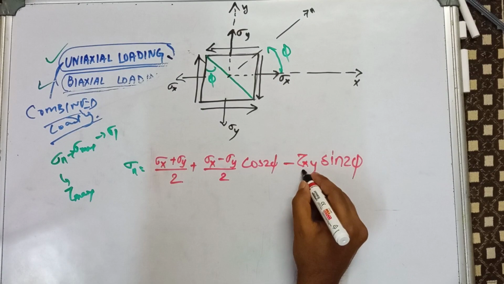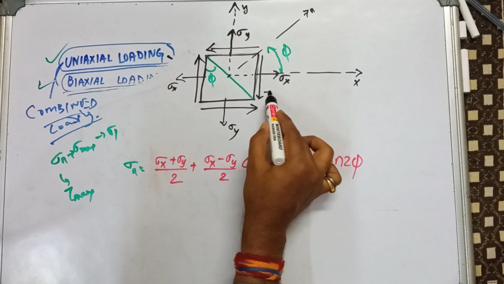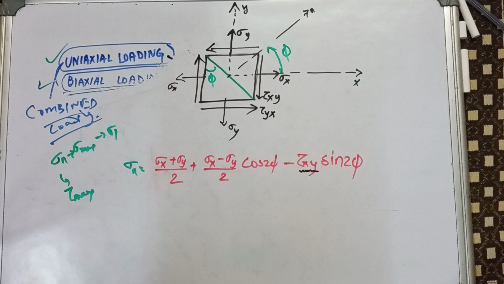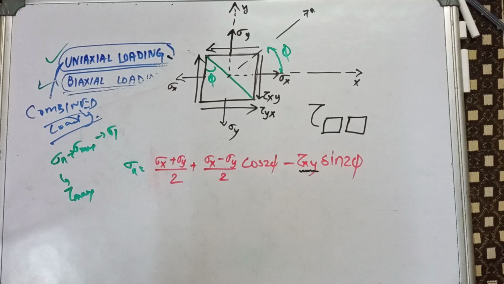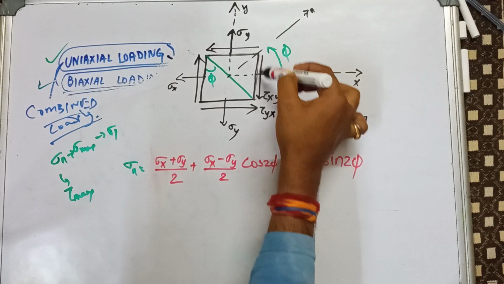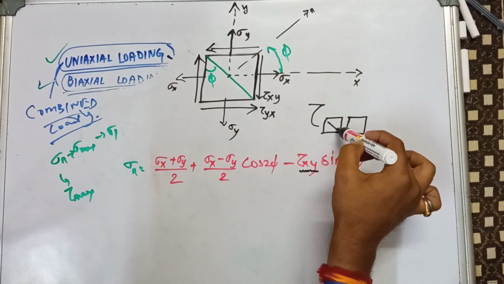You might feel difficult in understanding this. My dear, this is tau xy, this is tau yx. You will say, sir, please explain me. I will explain you. First subscript belongs to the plane on which the shear stress is acting. This shear stress, tau xy, which I have written, is acting in this plane. This is the x plane. In which direction is it acting? It is acting in the y direction.